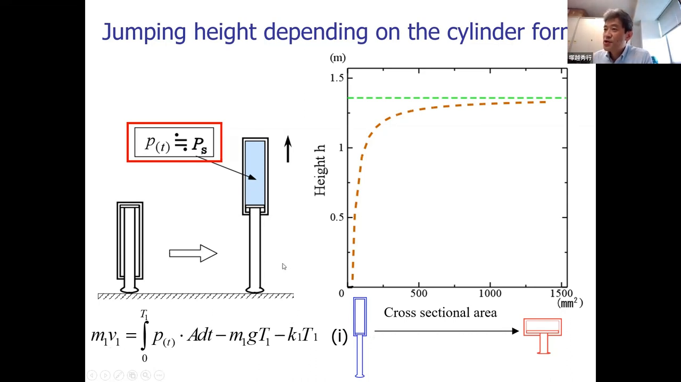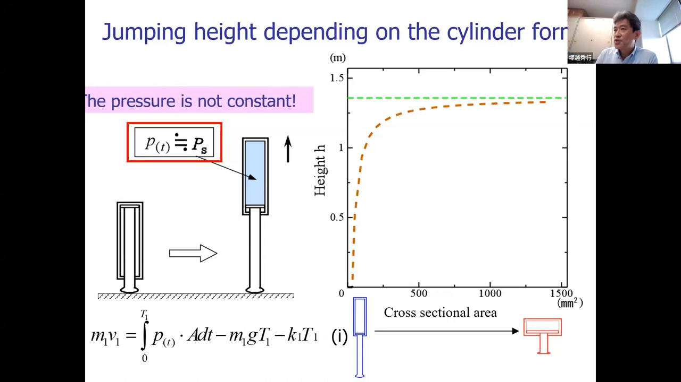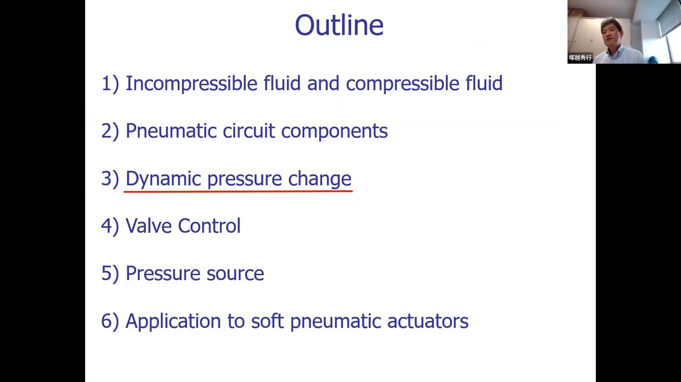So by using the calculation, if the cylinder becomes fatter and thicker, since the T1 becomes shorter, then the jumping height becomes higher. This is the case when the pressure is kept constant. But actually, the pressure is not kept constant. So how can you estimate the dynamic pressure change inside the cylinder? This is the next problem.